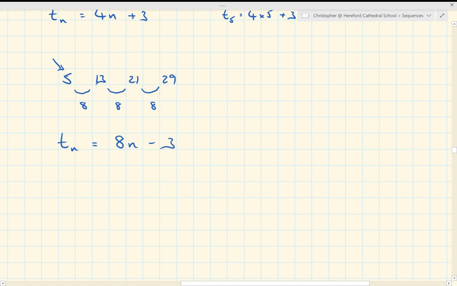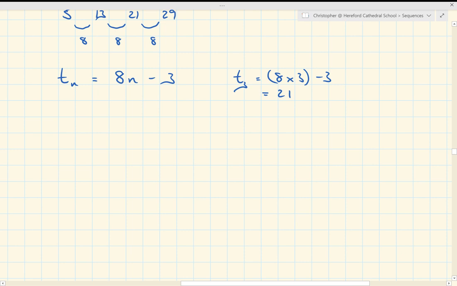And we could check that by looking at the third term, for example. According to my formula, the third term should be 8 times 3, take away 3, which is 21. And if I look at the question up here, I see the third term is indeed 21. Right, last one. Let's have a look at this one. 21, 19, 17, 15, 13. Pause the film if you want to.